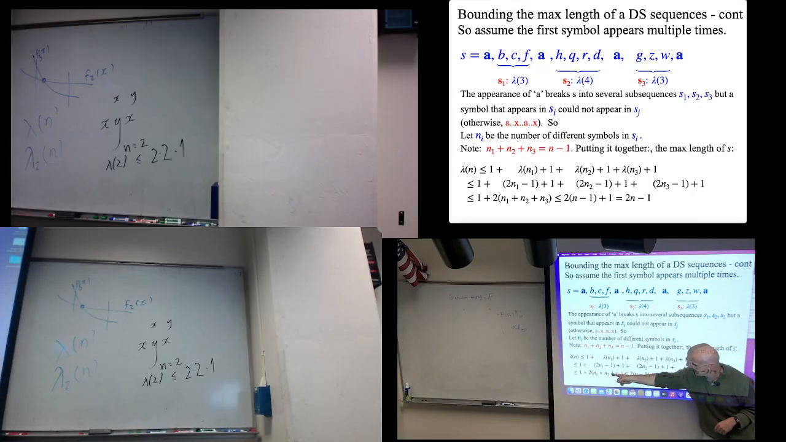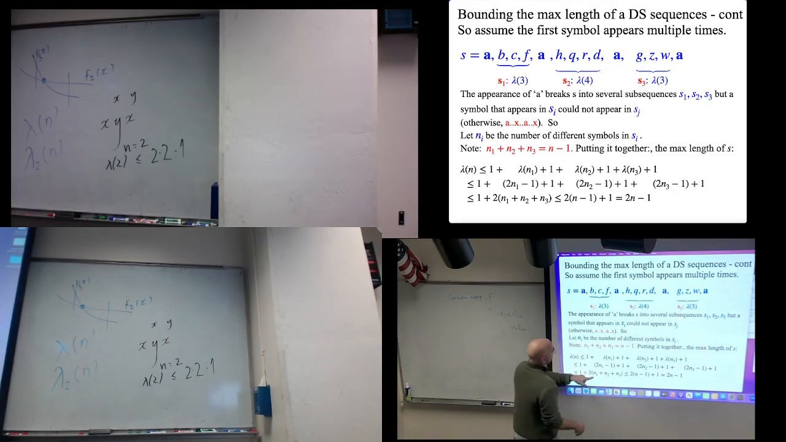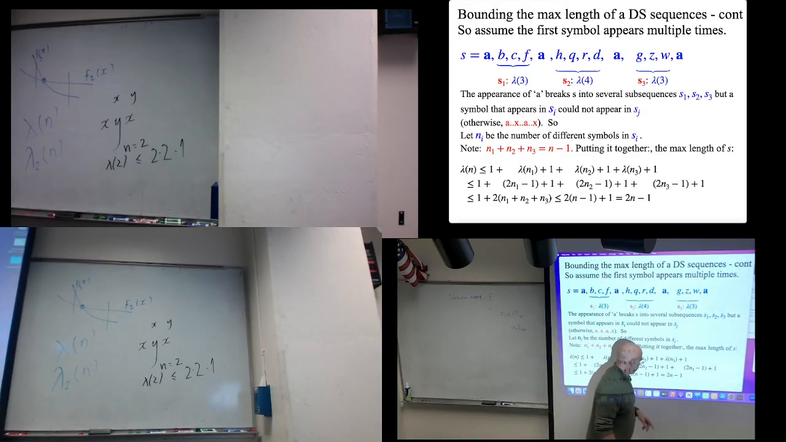What do we have to do? To sum up N1 plus N2 plus N3, maybe more Ni's, maybe I have more subsequences, then, since there are 2 in front of each one of them, it's just 2 times N1 plus N2 plus N3, which is, what did we say? This is N minus 1, 2 times N minus 1, plus 1 that we paid for the first A. We are all in business, right? It's 2N minus 2 plus 1, making 2N minus 1.